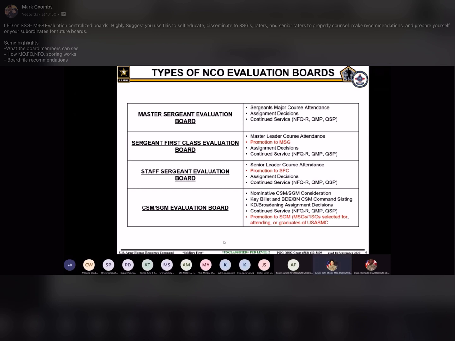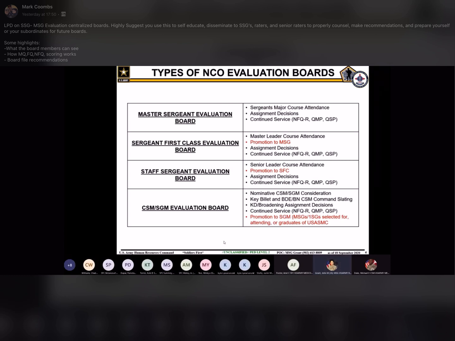Same thing, this board that we are conducting next week, the Sergeant First Class Evaluation Board, is going to be all Sergeants First Class that meet the criteria put out in the MILPER. So I'll focus on that board since it's the one being conducted next week. When we do the evaluation for that board and the OML is created, that OML is going to facilitate MLC attendance. It's going to facilitate assignment considerations, assignment decisions.